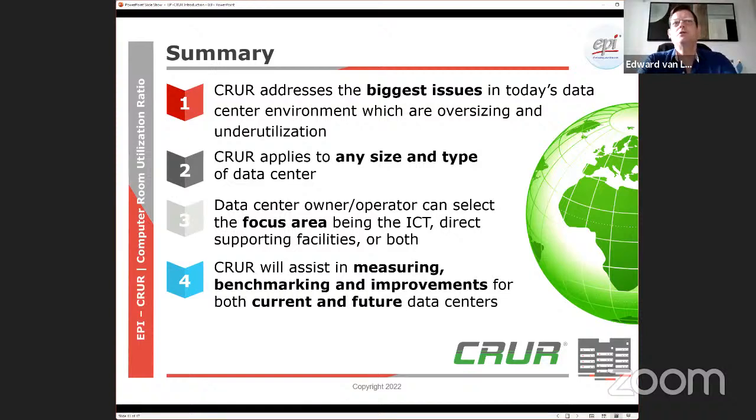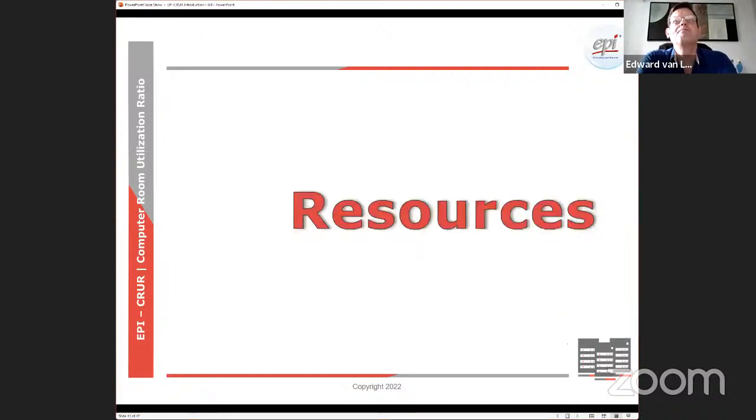So in the end, CRUR helps you with benchmarking, not only where you are today, but it hopefully also helps you when you start developing future data centers to make sure that they are not heavily oversized to the point where you start losing money.